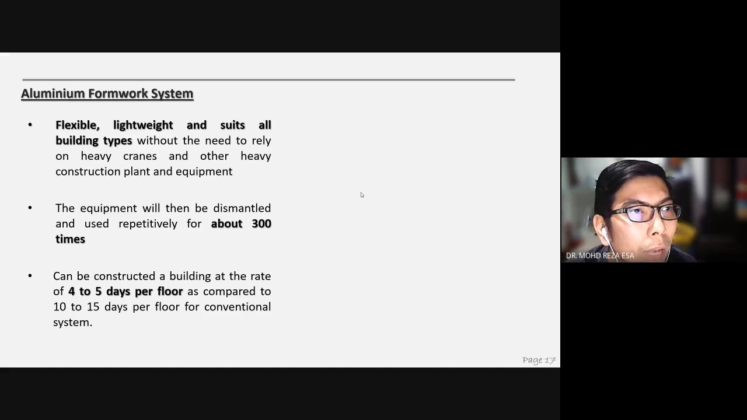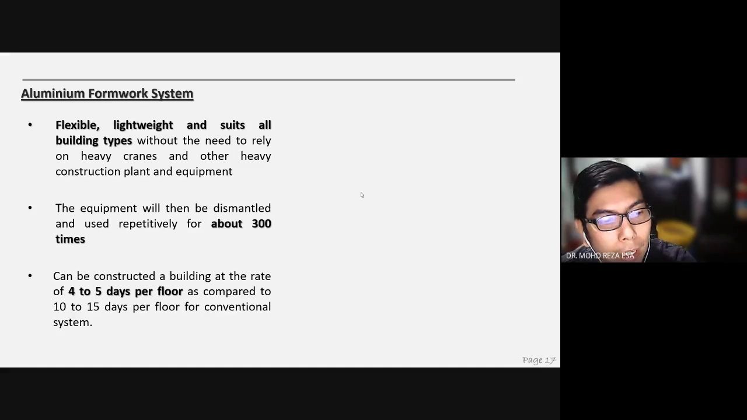So in terms of aluminium formwork system, it is more flexible, lightweight and suits all building types without the need to rely on heavy cranes or other heavy construction plant and equipment. So this is the main difference between steel and aluminium formwork. Aluminium ni dia lebih ringan, lightweight. So bila dia lebih ringan, you don't need heavy cranes to lift the formwork. Compare using steel formwork, steel ni lebih berat. So the handling dia lebih a little bit difficult lah. Susah sikit compare to aluminium formwork.